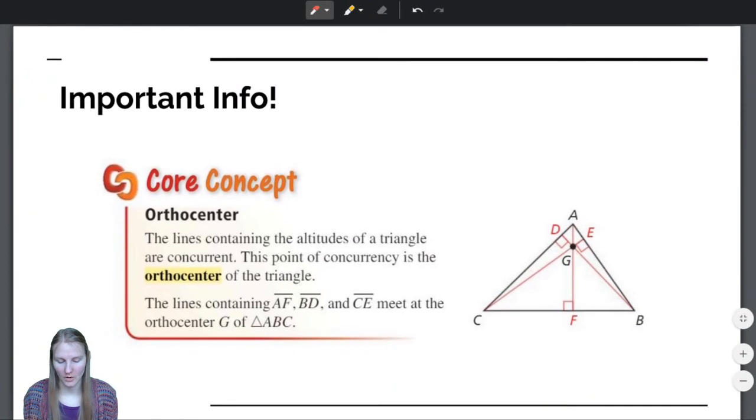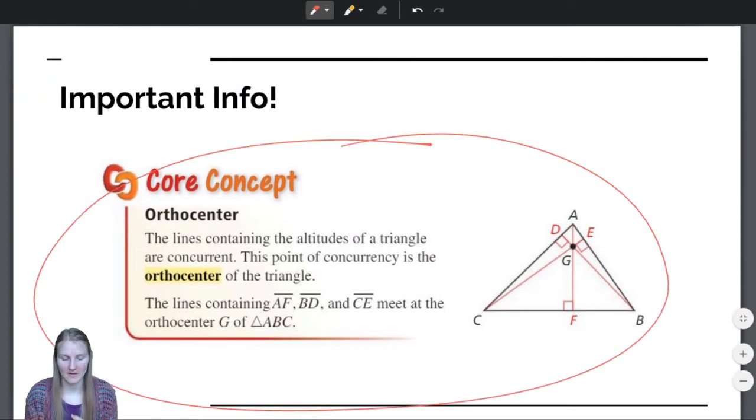All right, so we don't have a fancy theorem, we just have another way of saying that the lines containing the altitudes of a triangle are concurrent. This point of concurrency is the orthocenter. So the lines containing AF, BD, and CE meet at the orthocenter of ABC. And you can see in this triangle, it is very obvious that the altitudes are not bisectors, right? If I look at side AC, AD is definitely not the same as DC, definitely not.